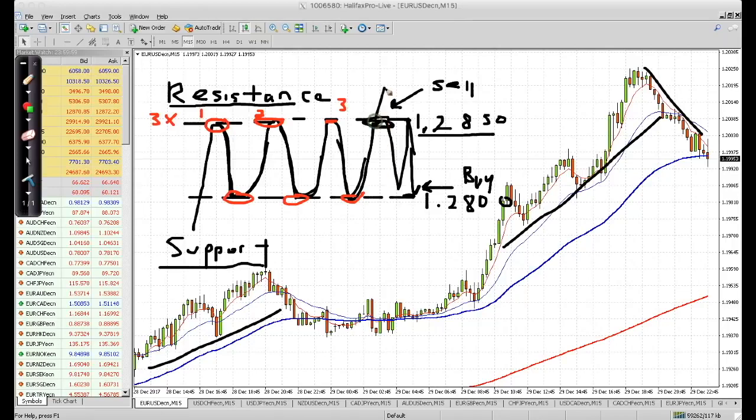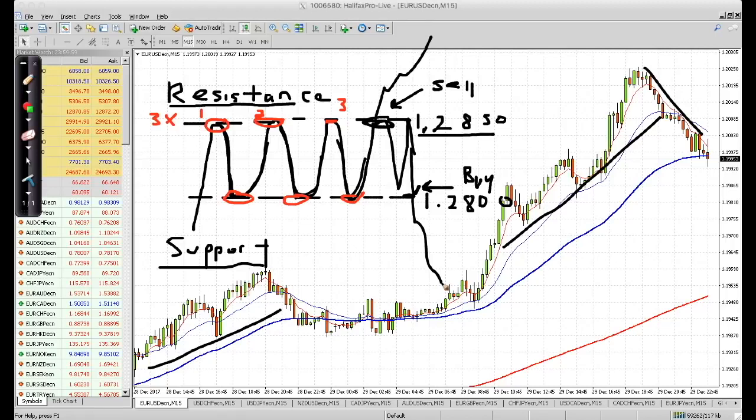It can always break the resistance and go up. If you buy at support, it can break support and go down. So it's only a probability. And as you've learned in course 1, you can't be right all the time, and you don't have to be right all the time. As long as you are right half the time or slightly more than half the time with a good risk to return ratio, you'll be very profitable.